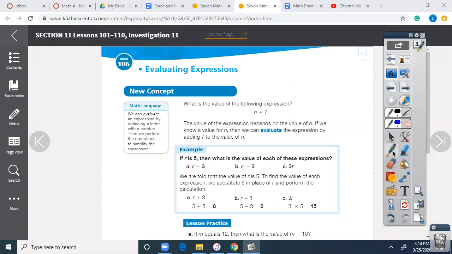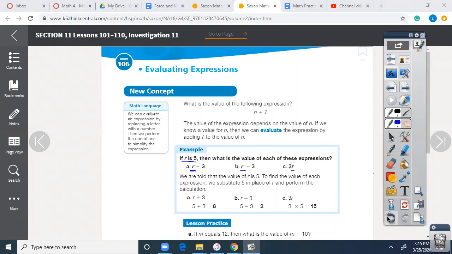Okay, so for this, our variables right here are R. These are the variables that we are talking about. So in our example, if R is 5, then what's the value of each of these expressions or equations? Basically all you're going to do is plug in 5 for R. So this one, instead of R, we're going to say 5.